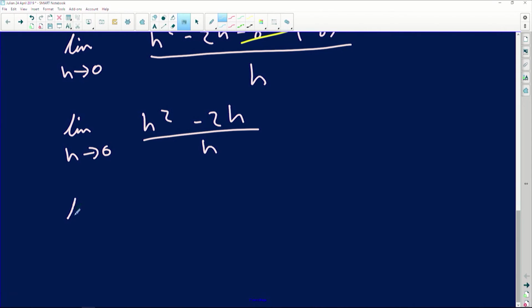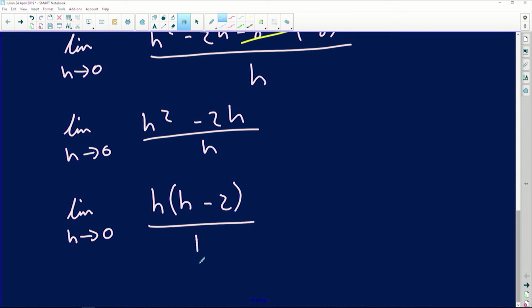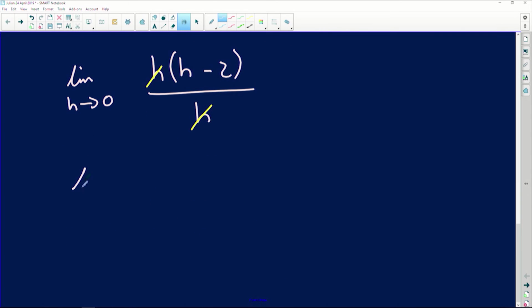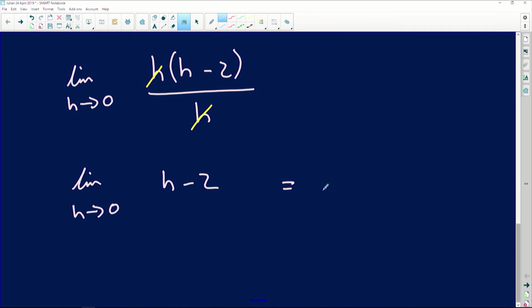So in doing so, again we take the limit as h tends to 0. We can factor out an h. We're left with h minus 2, and that's all divided by h. My h in the denominator divides nicely into the h in my numerator, and then we're left with the limit as h tends to 0 of h minus 2. At this point we can substitute in our value for h, which is 0, and we end up with a value of negative 2.